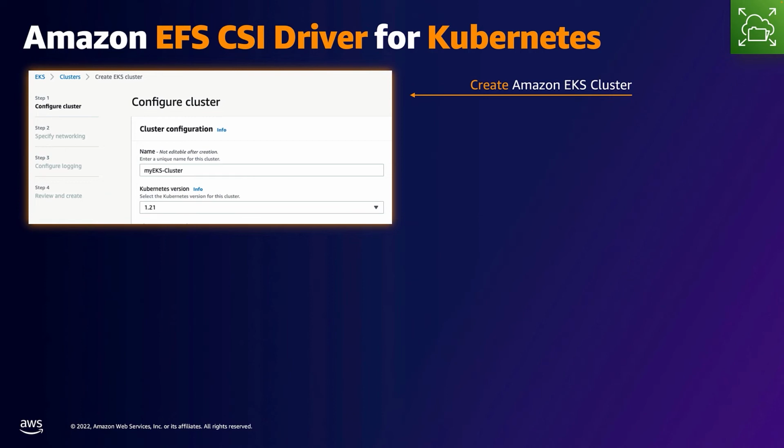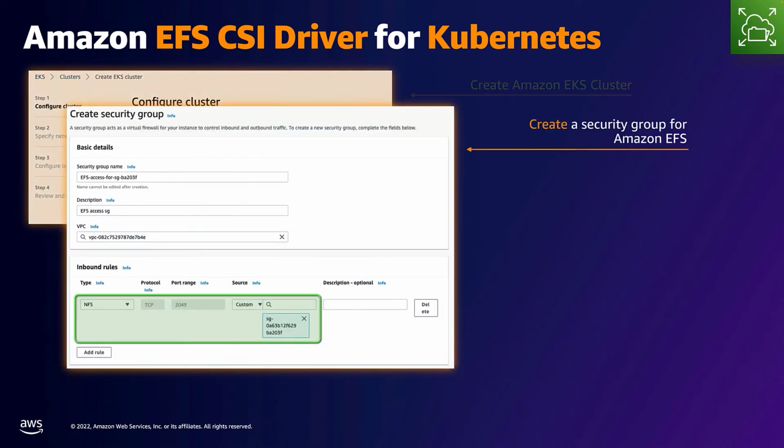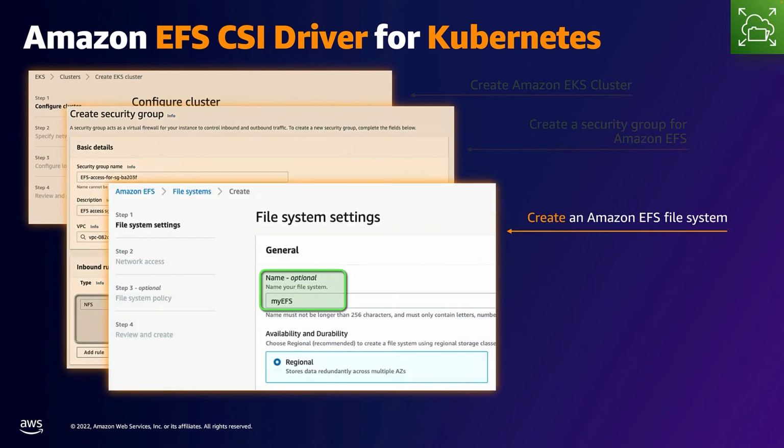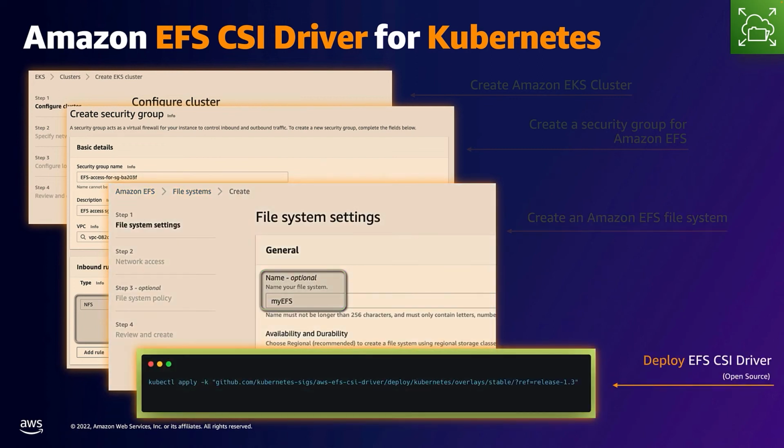First you need to create that EKS cluster, and second you need to create a security group so that the EFS file system can be accessed from the EKS cluster, and then you have to create an EFS file system. Now we are going to do this through code in a while, but this is how the workflow would look. And the most important thing is you need to install the EFS CSI driver. This storage driver doesn't come out of the box. So once you have your EKS cluster, if you want to attach EFS storage, you need to install this CSI driver, right? This is also an open source project.